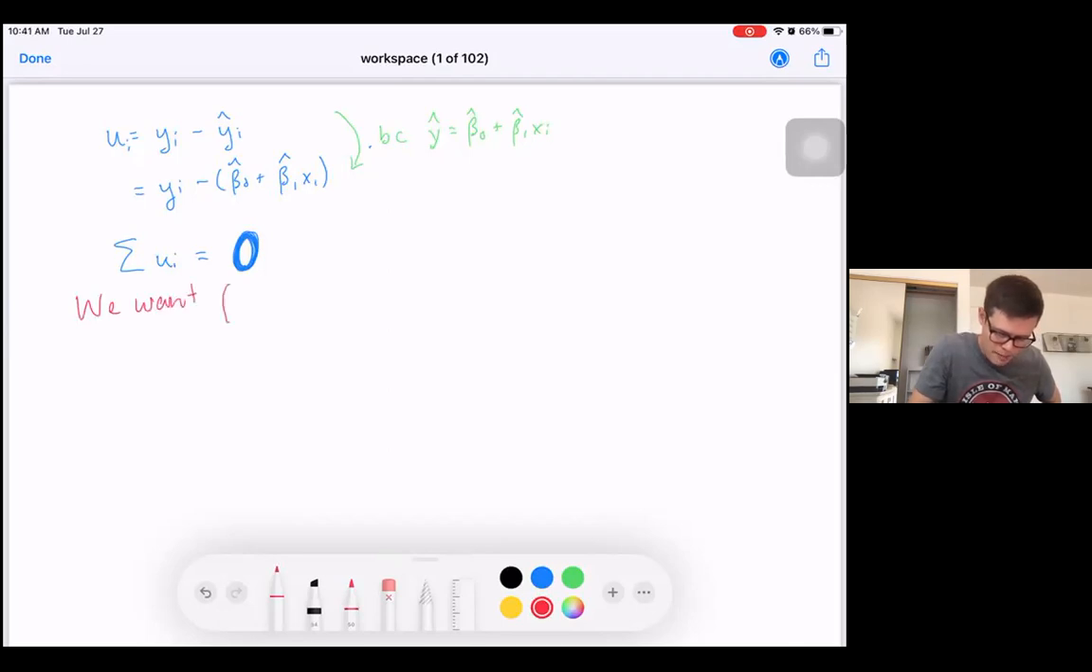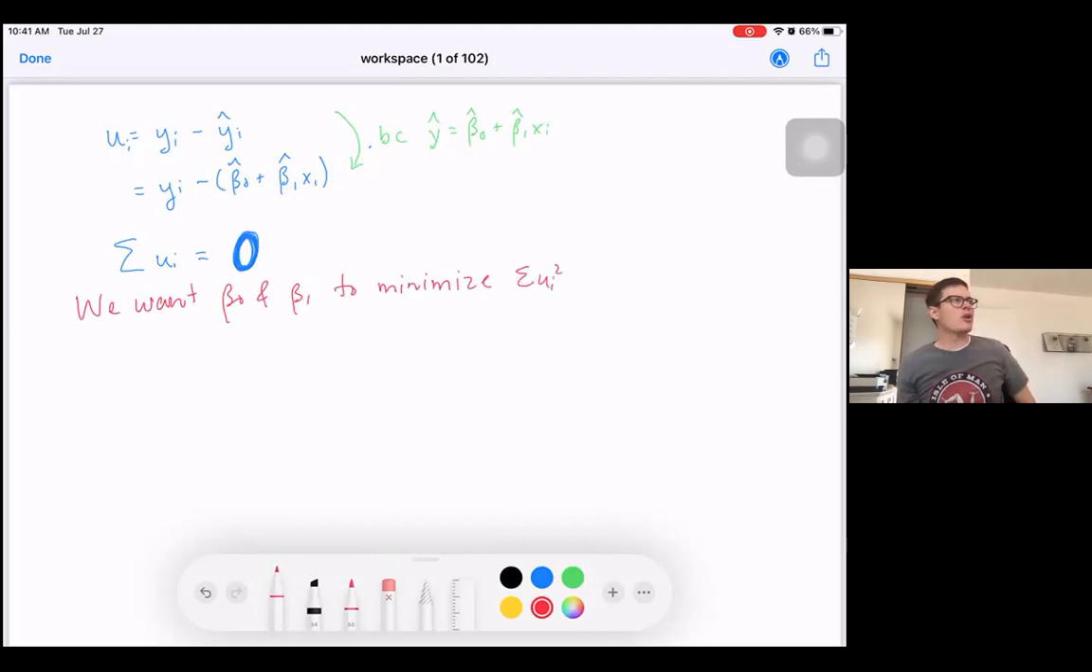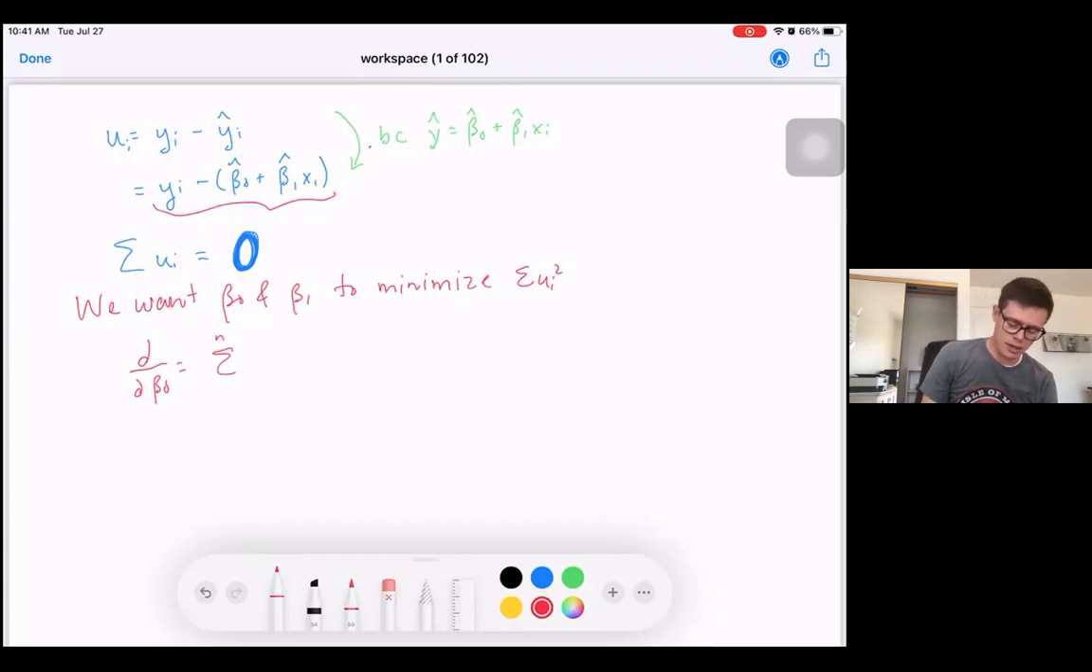want beta naught and beta 1 to minimize the sum of the squared errors. Remember that the error is equal to this up here. The derivative of the sum of squared errors with respect to beta naught will be this, and I give this to you in the question. I'm writing it the same so that if you go back, you'll have it the same.